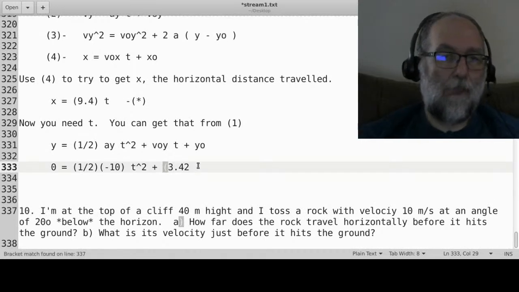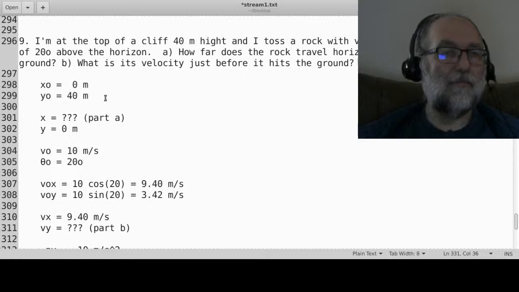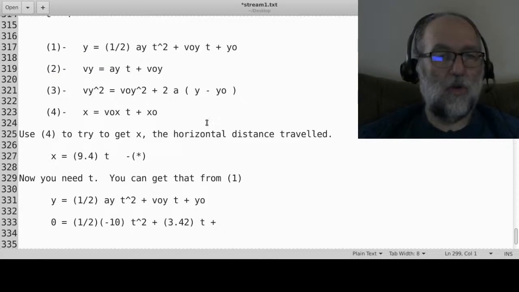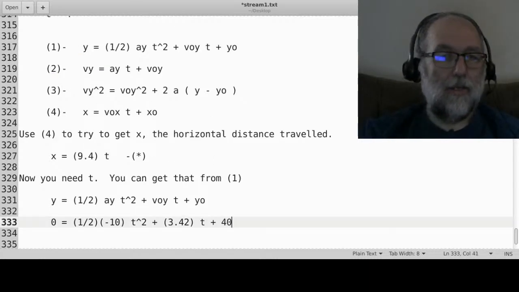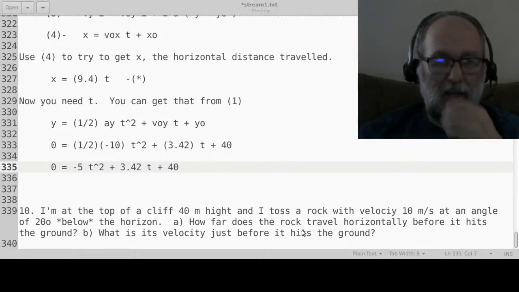3.42 times t, plus y naught, which was the initial height at the top of the cliff, which is 40 meters. And so there you go. There's the equation that we need to solve. I can simplify that a little bit. And it simplifies to this right here.